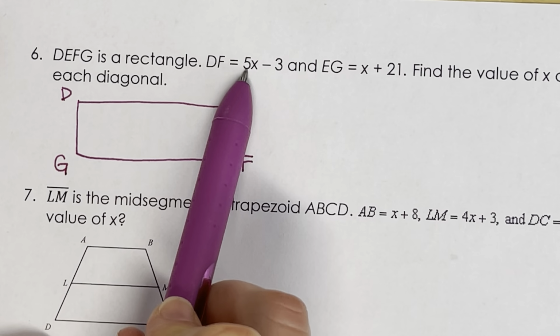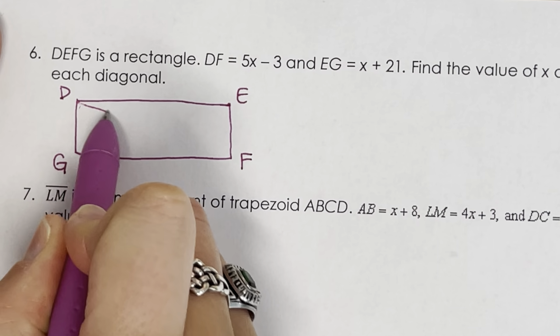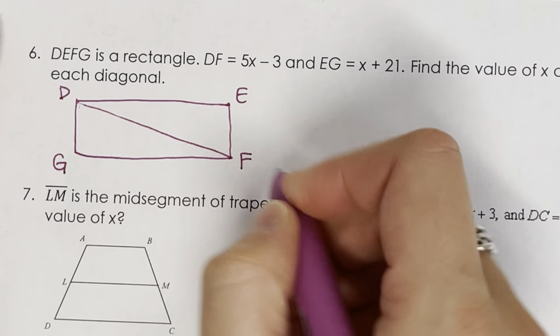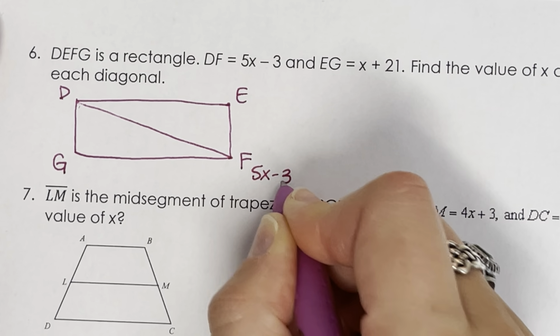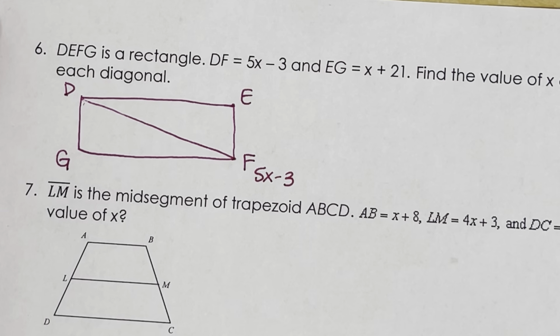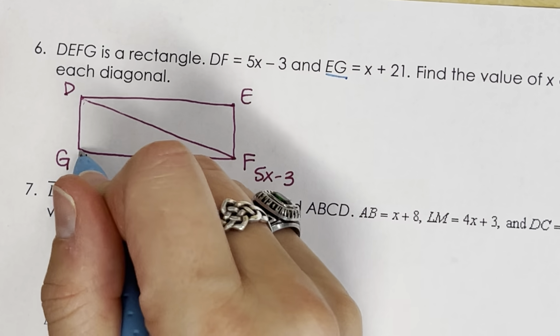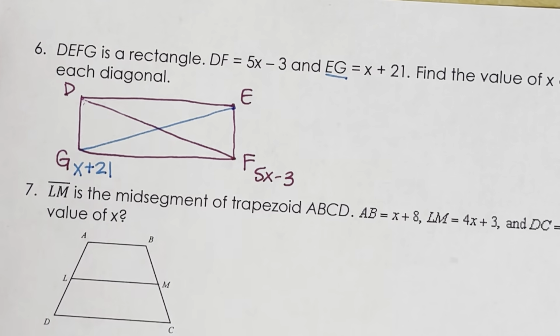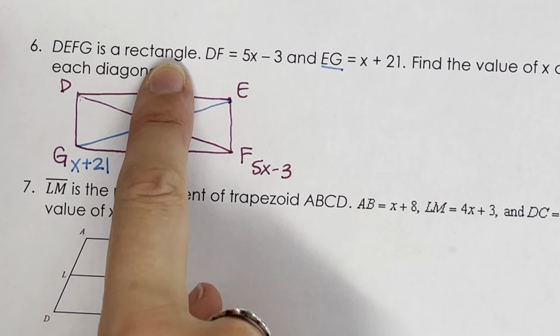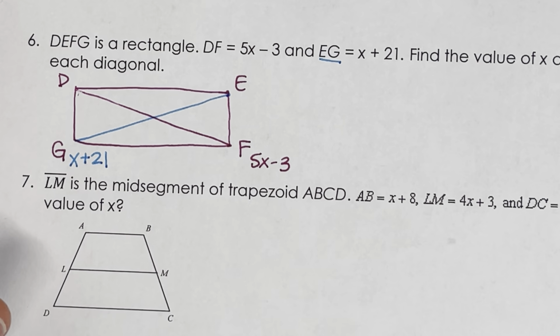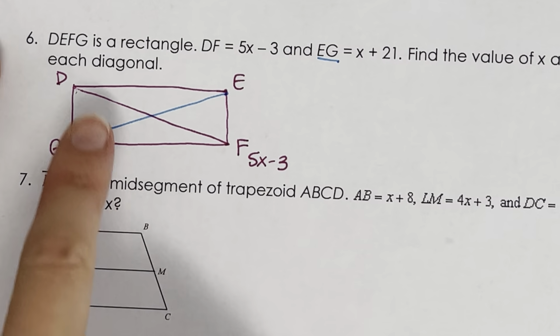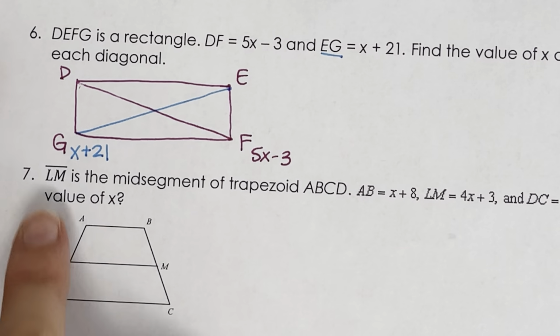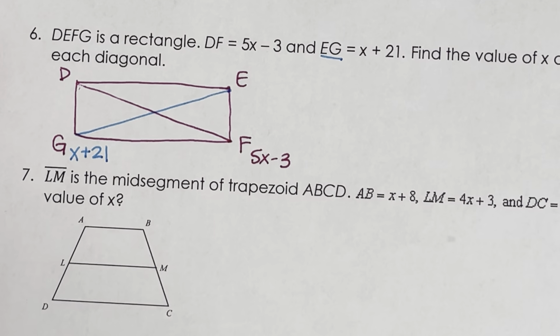Now, DF is 5x minus 3. So from D to F, it's 5x minus 3. The other one I give you is from E to G. That's this one. This is x plus 21. Now, I know a rectangle is a type of parallelogram. Because of that, my diagonals bisect each other, so they are congruent. They're exactly the same.